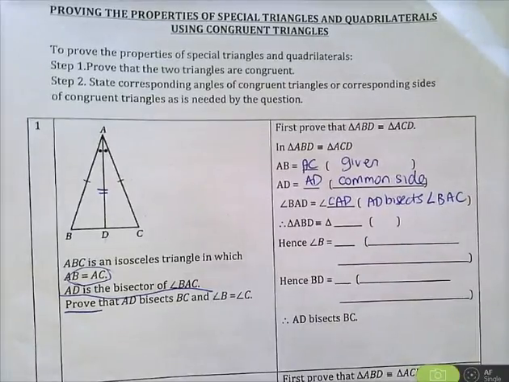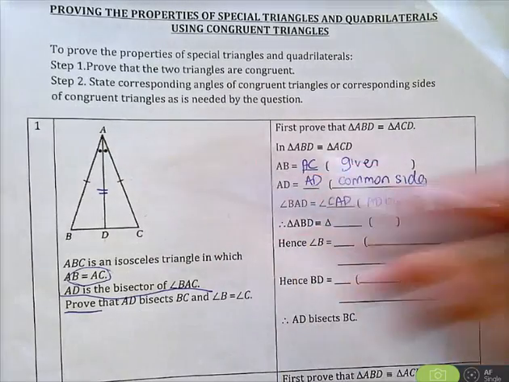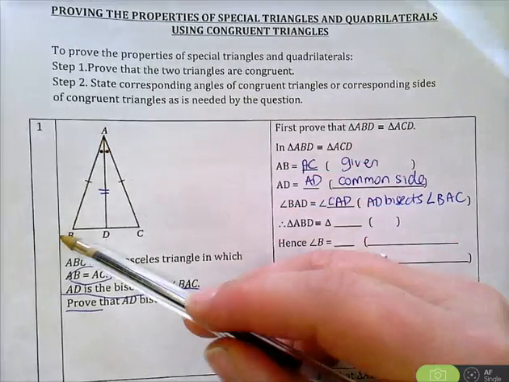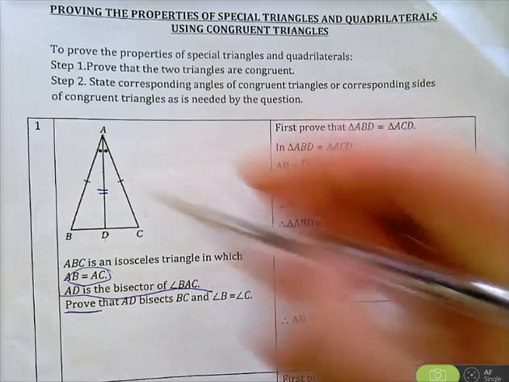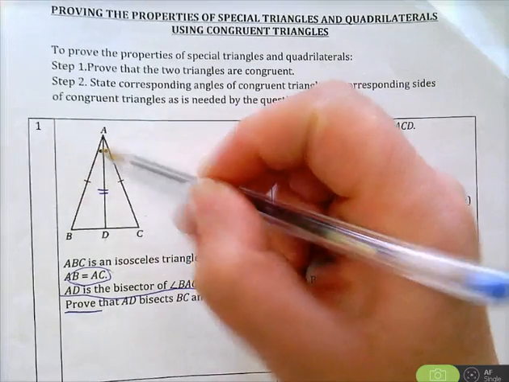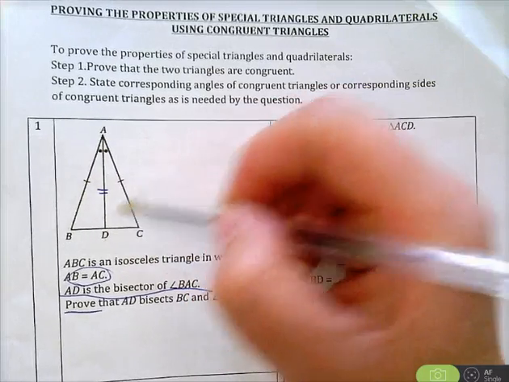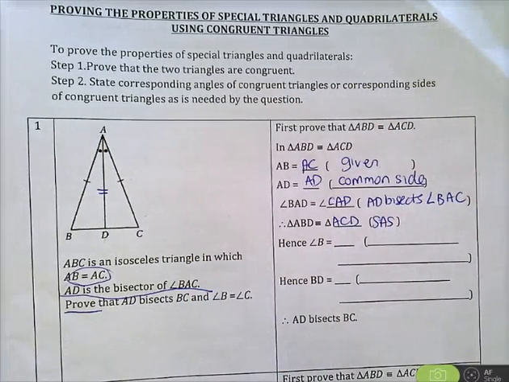Hence, so therefore, triangle ABD is congruent to triangle ACD. Try and do it in the same order. What is it going to be? ACD. And what's the reason? We've got it all marked. We've got side, angle, side: SAS. So we've done that. We've proven that the two triangles are congruent.